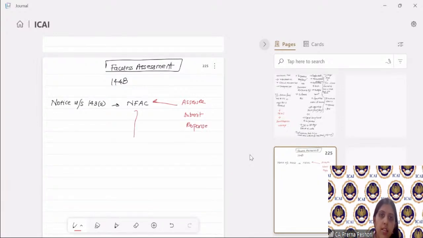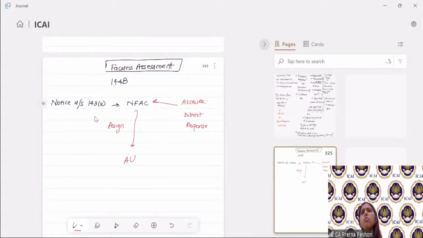Then this NFAC will then assign the case to an assessment unit, which I will call AU, to the assessment unit under any one regional faceless assessment center.